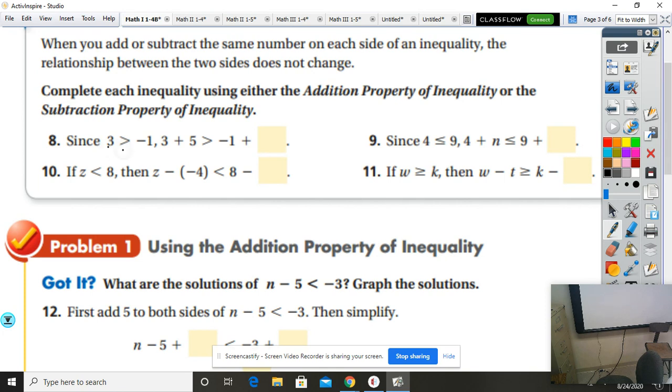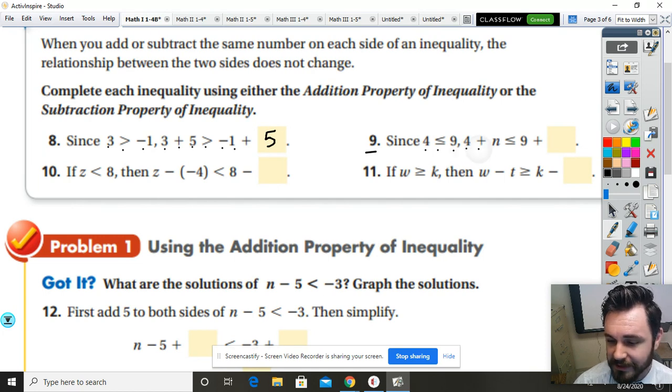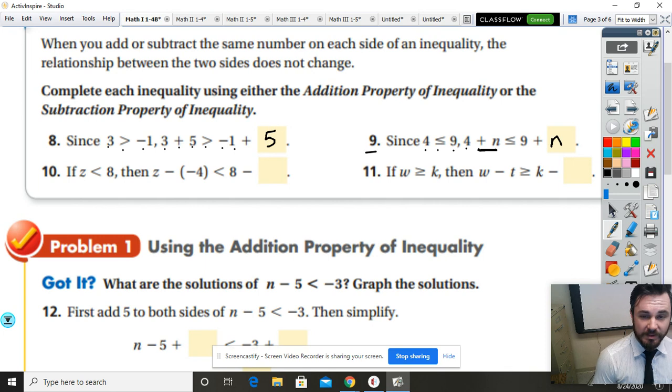Here we have 3 greater than -1. Here we have 3 plus 5 greater than -1. Guess what? We'll have to add 5 to the other side to keep everything balanced. On number 9, if I have 4 is less than or equal to 9, here I have 4 plus n. So look, I'm adding n to this side. That means I need to add n to the other side. So whatever I do to one side of the inequality, I must do to the other.